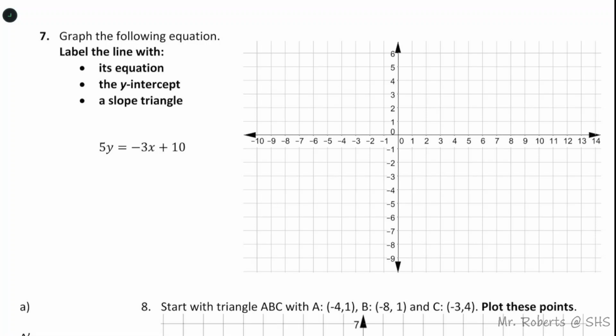All right, on question 7, we are asked to graph the following equation, and we're asked to label the line with its equation, the y-intercept, and a slope triangle. So when I look at this line, it's not in slope-intercept form, but it's relatively simple to get it that way. So I'm just going to divide each of the terms by 5.